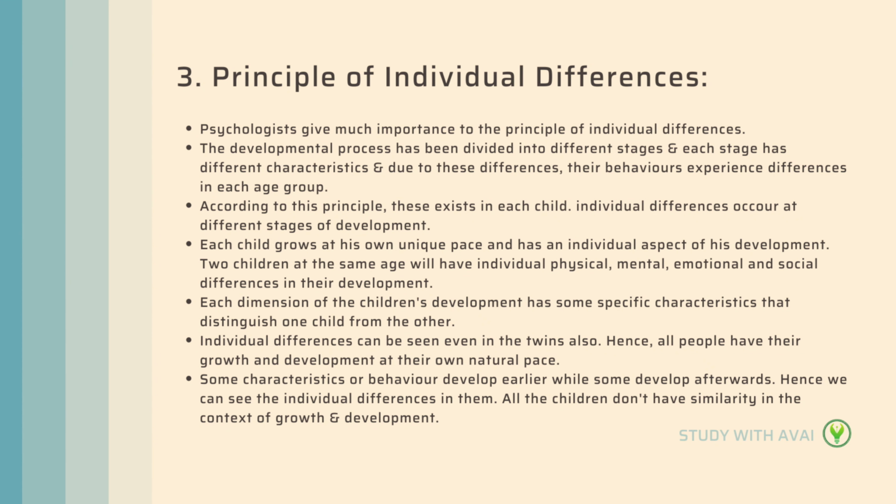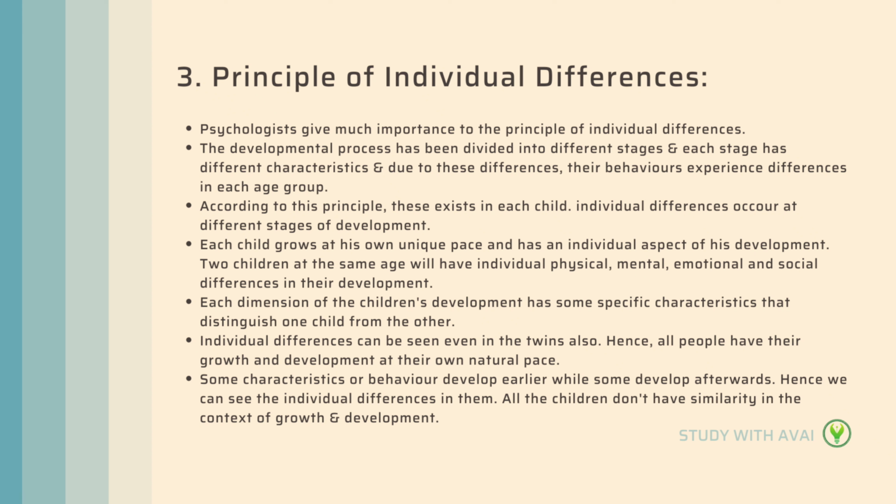Psychologists give much importance to the principle of individual differences. The developmental process has been divided into different stages, and each stage has different characteristics, and due to these differences, their behaviors experience differences in each age group. According to this principle, these exist in each child. Individual differences occur at different stages of development. Each child grows at his own unique pace and has an individual aspect of his development.